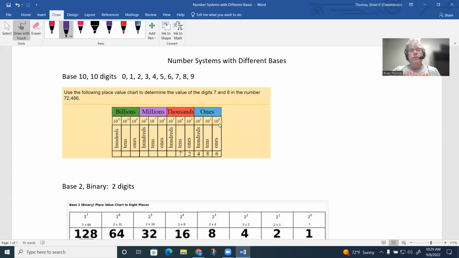Notice how those place values are created. 10 to the 0 represents our ones place. 10 to the first power represents our tens place. 10 squared represents our hundreds place. 10 to the third represents our thousands place, and so forth and so on.